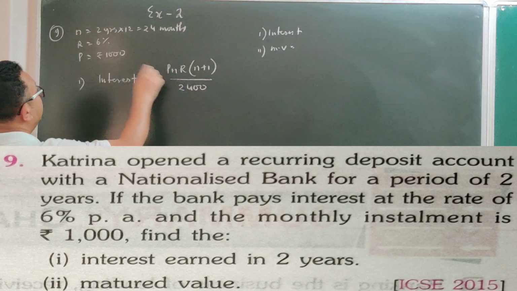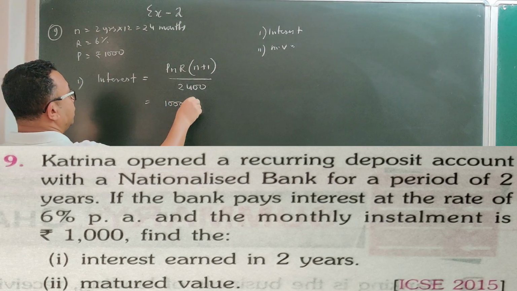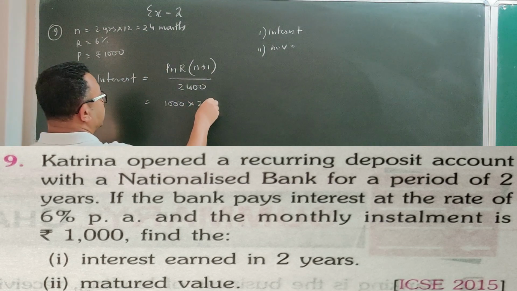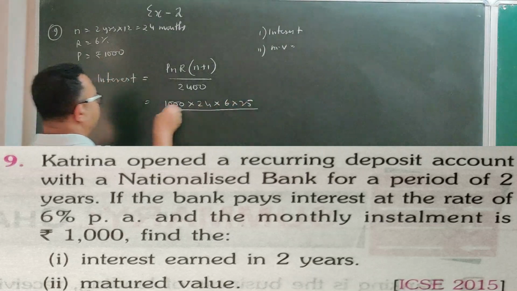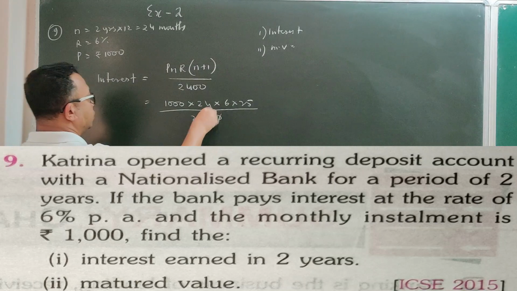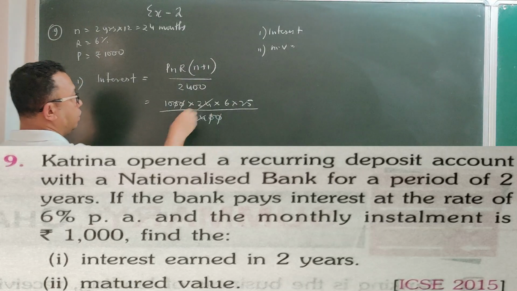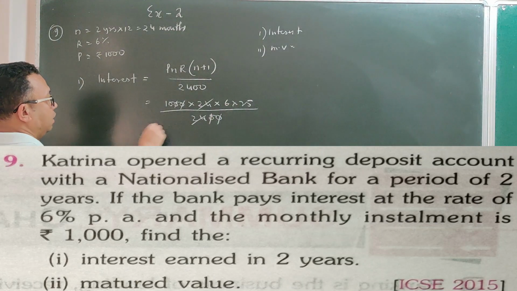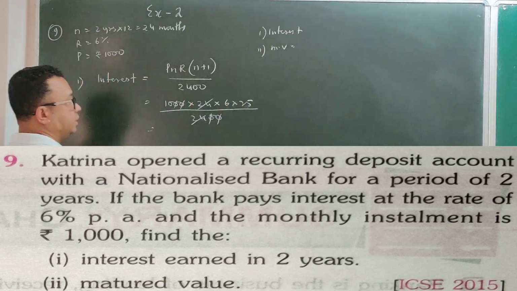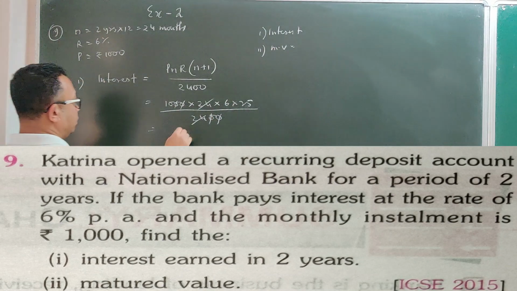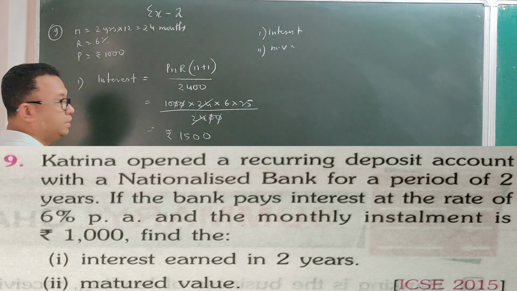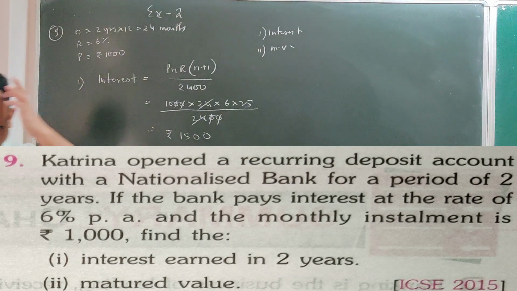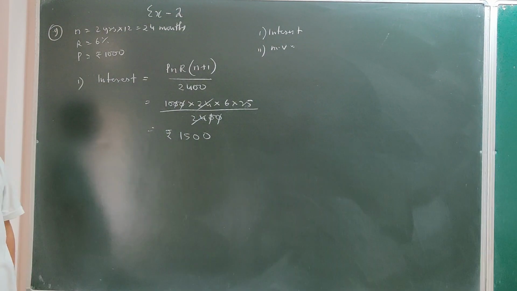So let's see, P is 1000 rupees. N is also given, 24 months. Rate is given as 6. This is 25 and 2400. So 20 I'm cancelling it. 24 and 24 is also cancelled. So there you are. 25 into 6 is 150. So 150 and 1 more 0. So this is the interest. So that means he is getting an interest of 1500.